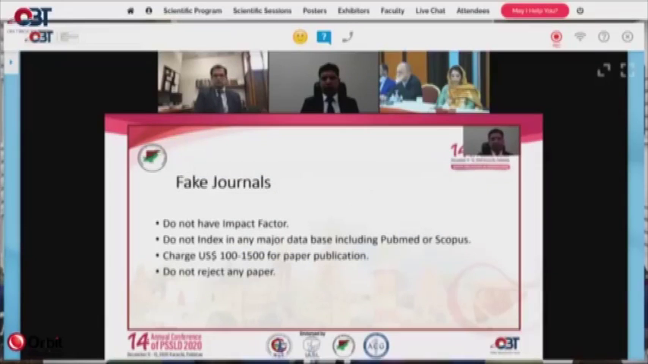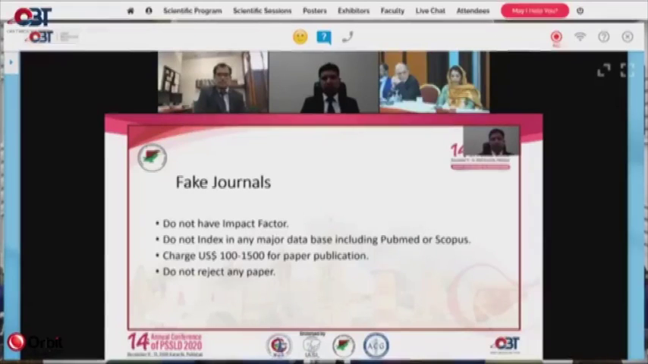Next, there are fake journals. These journals do not have an impact factor. They are not indexed in any of the major databases, including PubMed or Scopus. They only charge you US dollars, ranging from 100 to 1500 US dollars per paper, and they normally do not reject any paper.